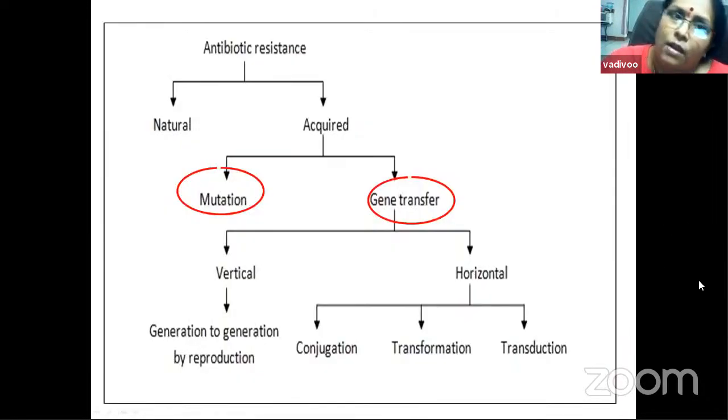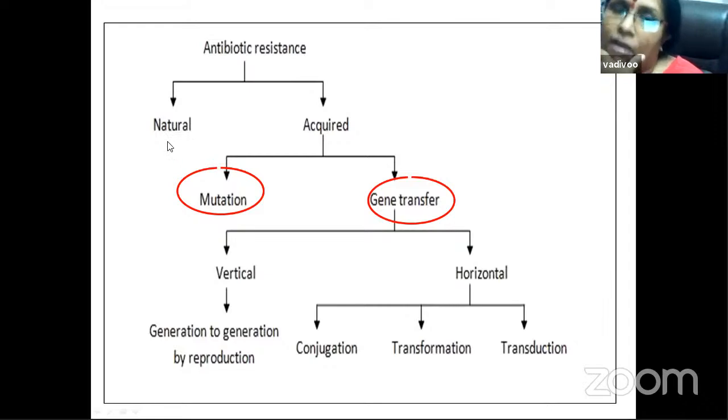So here are the types of antibiotic resistance. It can be natural, which is innate, where certain bacteria are resistant to certain drugs. You should know that from your pharmacology. Like typically, gram negatives are resistant to vancomycin or glycopeptides. Likewise, gram positives are resistant to certain drugs.